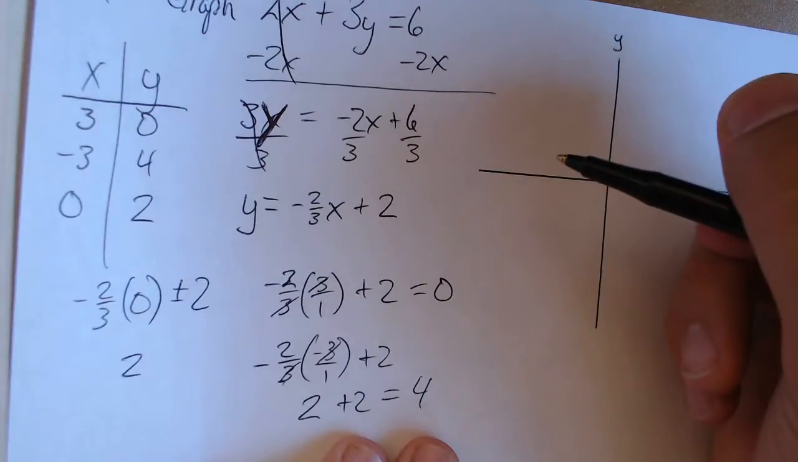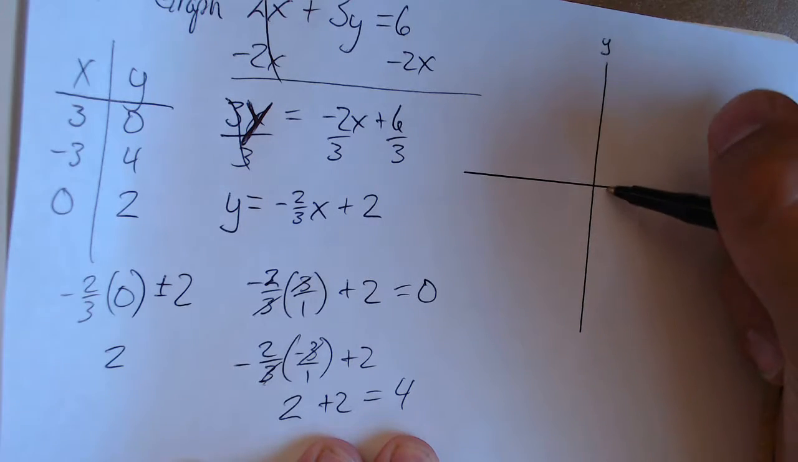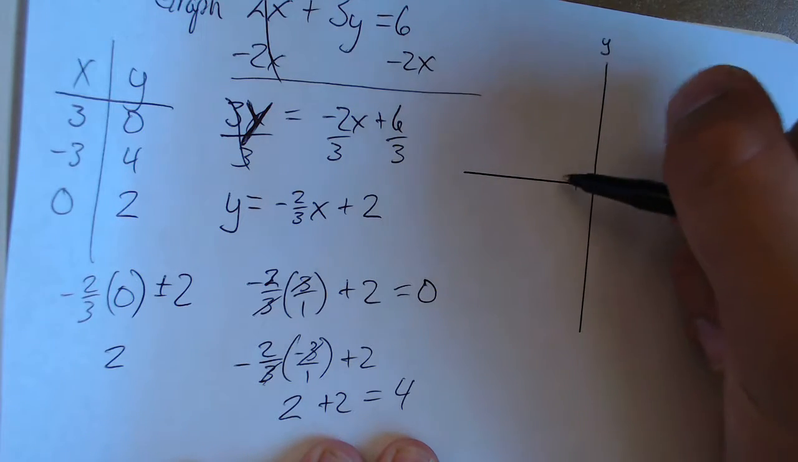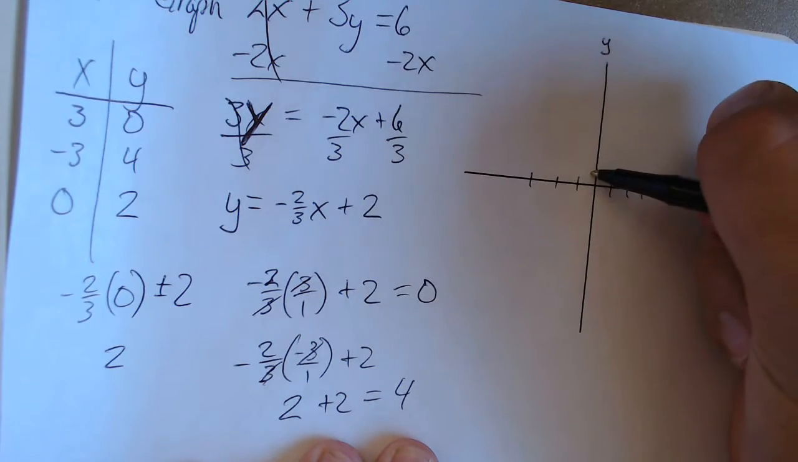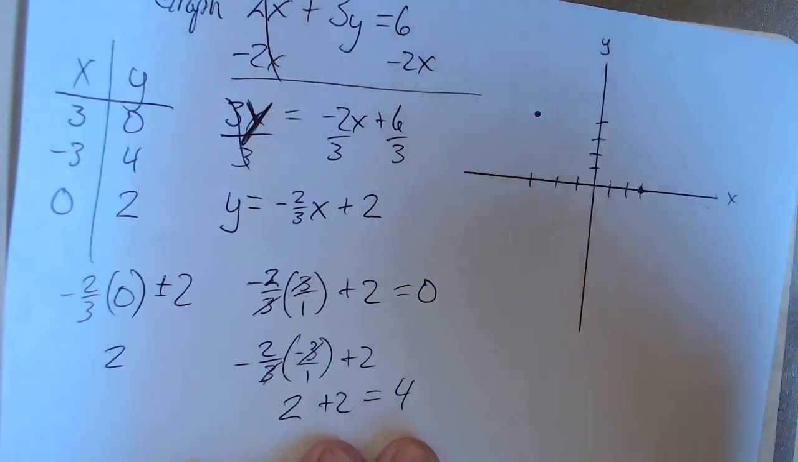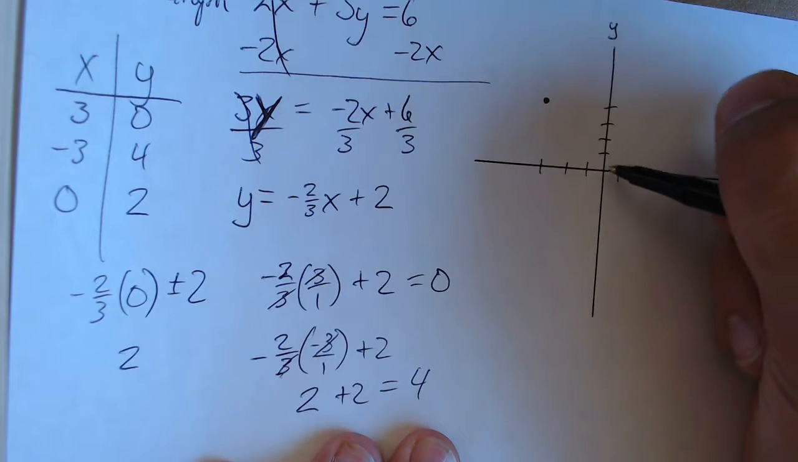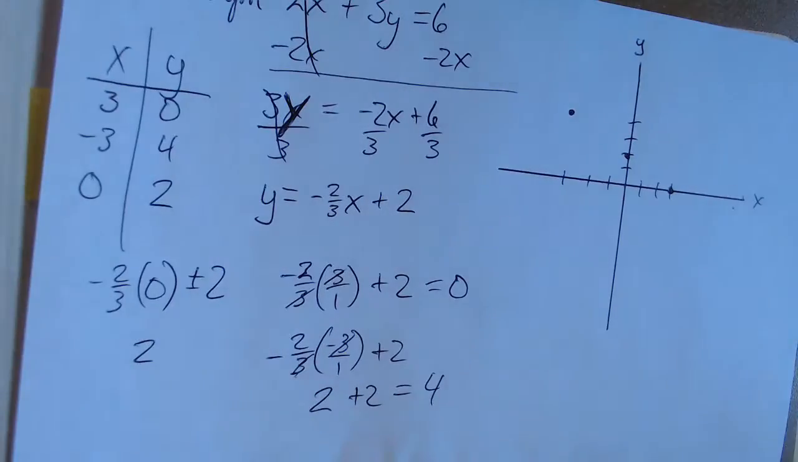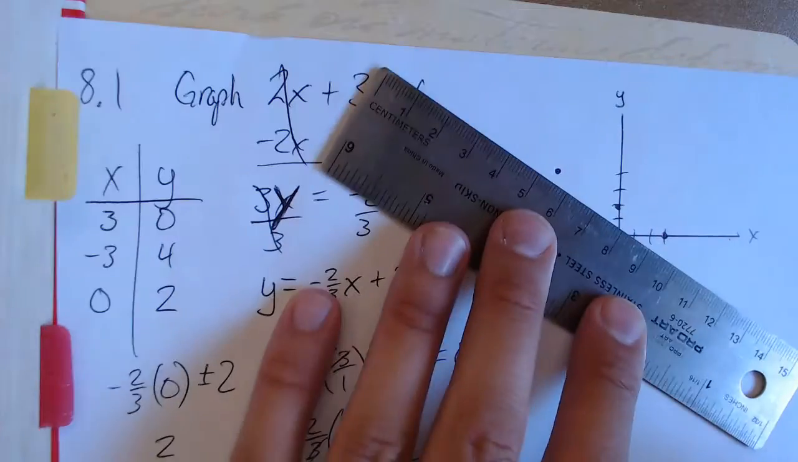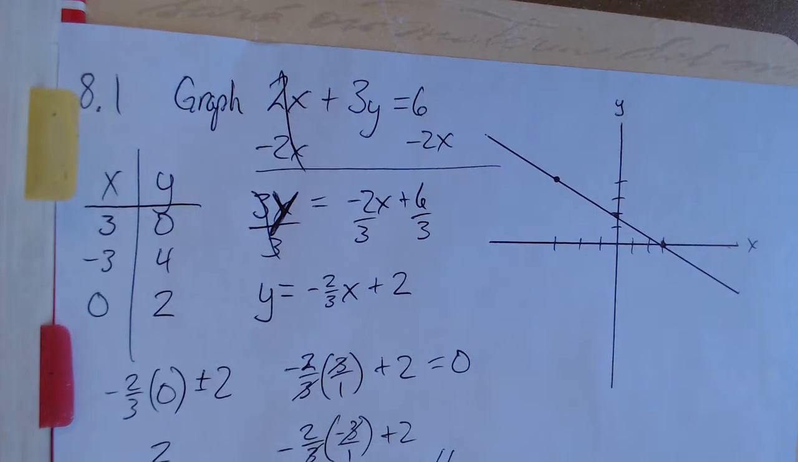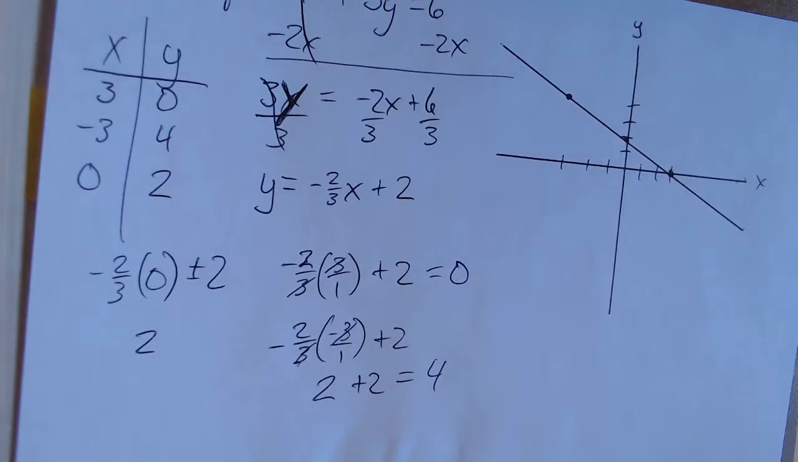Starting with 3, 0, we'll go over 1, 2, 3, and 0 on the y-axis gives us that point right there. Next, negative 3, 4. So negative 1, negative 2, negative 3, and then positive 1, 2, 3, 4 gives us that point right there. And lastly, 0, 2. From 0, 1 and 2 gives us that point right there. I'll take a straight edge and draw my line. It doesn't have to be perfect because we're doing this freehand, but it should be pretty close. And that is the graph of our line.